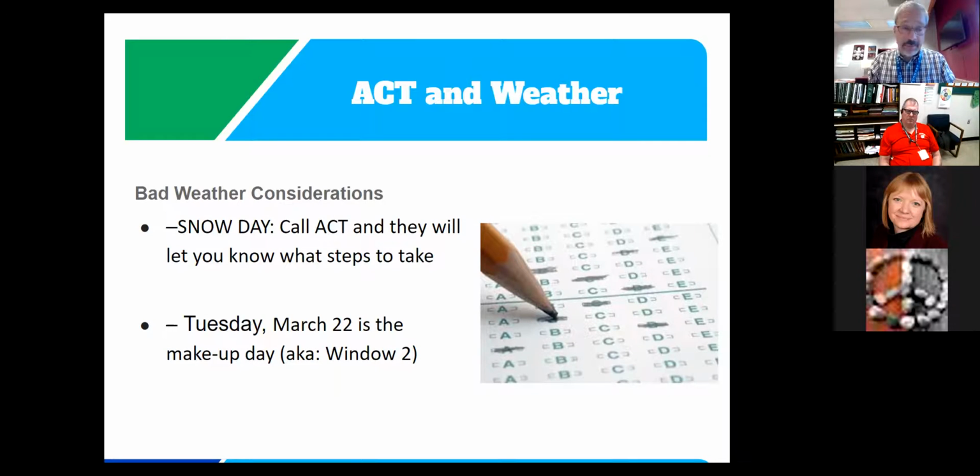We haven't fortunately had this situation, but if it is something that happens, the window 2, also known as the makeup date, is Tuesday, March 22nd. And that happens to be, I believe, the week right before spring break. So not an ideal time, but that's what we've got. There is a window 3 in April. We don't even want to talk about that. So we'll get there if this were to happen.